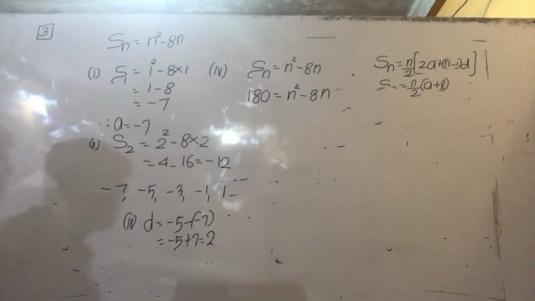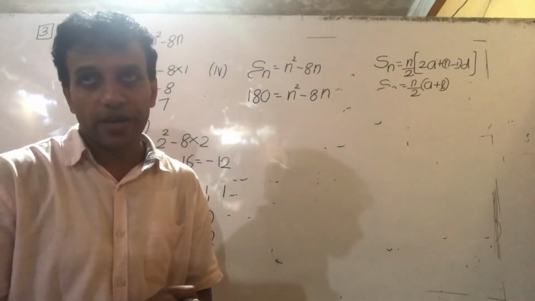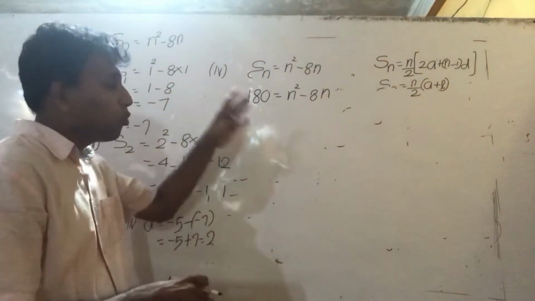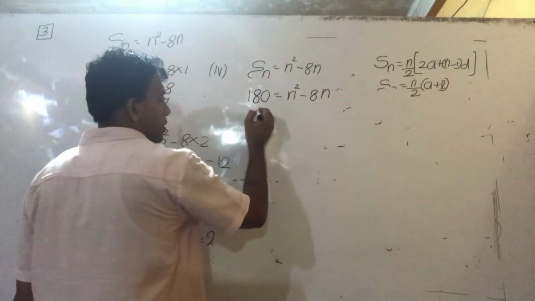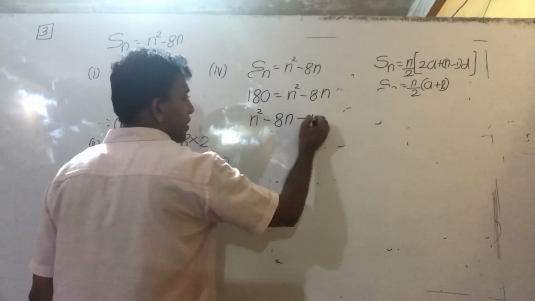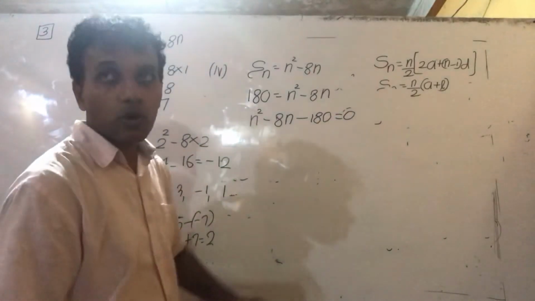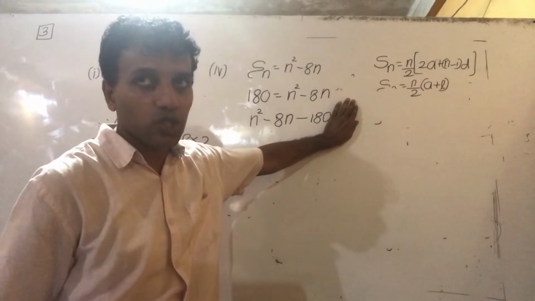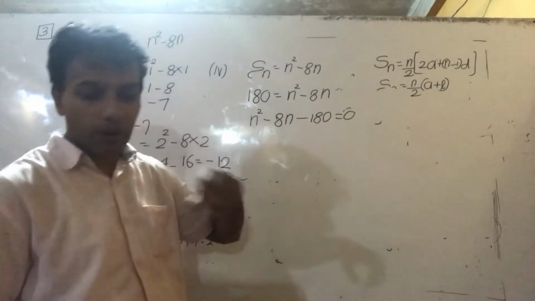Now rearrange this. It is a quadratic equation, right? We learned earlier many types of questions. Make everything on one side, make it 0. n square minus 8n minus 180 is 0. If there is no 0, that is your old syllabus factorization question, right? If 0, factorize into two brackets, make it two brackets.